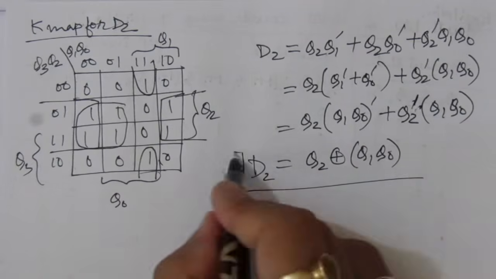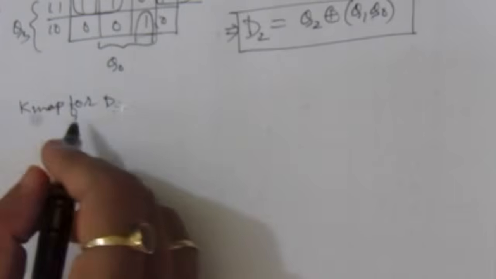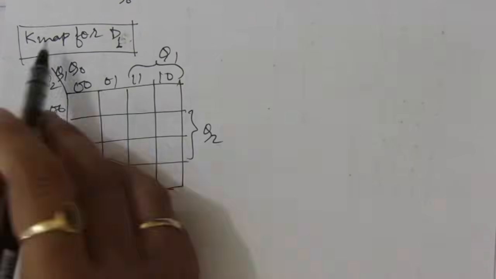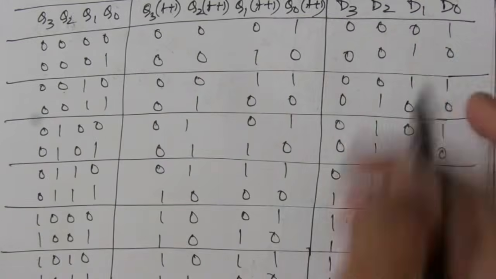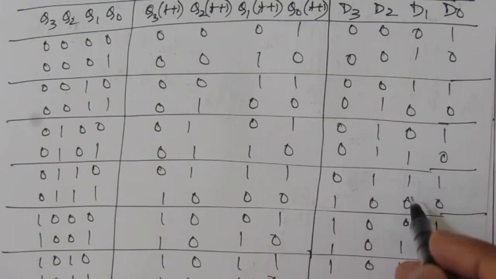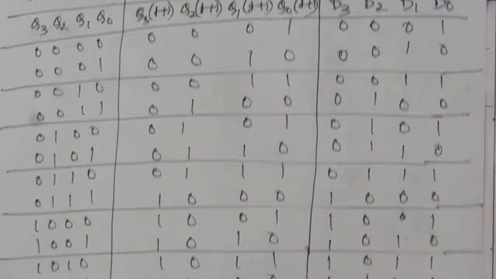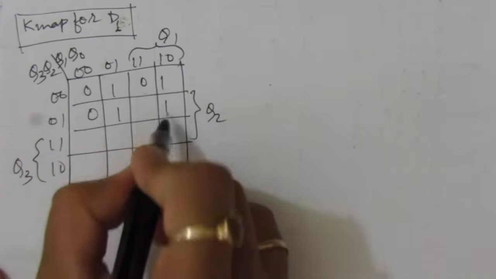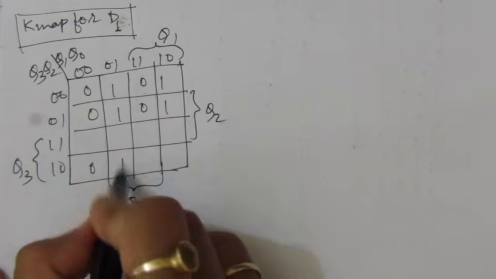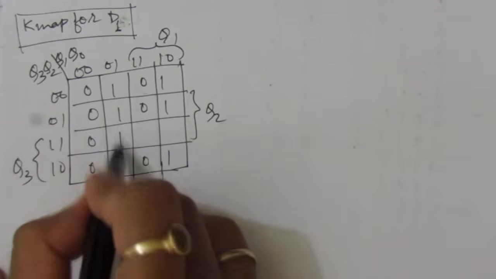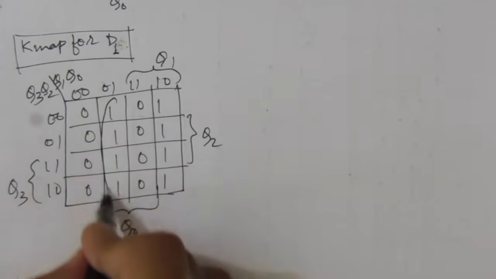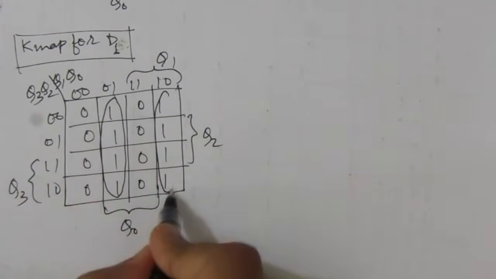Okay, so this is the second expression. Now let us find out K-map for d1. Now we have to fill up this 4 variable K-map with the values of d1. So for d1 we have 0 1 1 0 0 1 1 0 0, 1 1 0 1 1 0 0 1 1 0 0 1 1 0 0 1 1 and 0. Okay, so how we can combine?